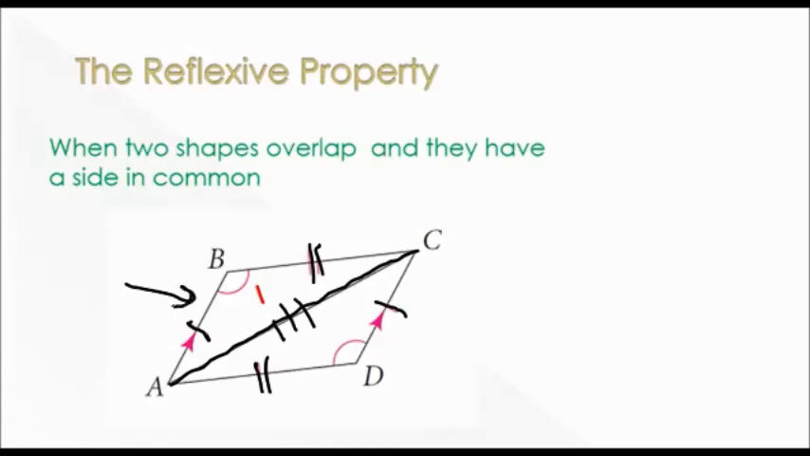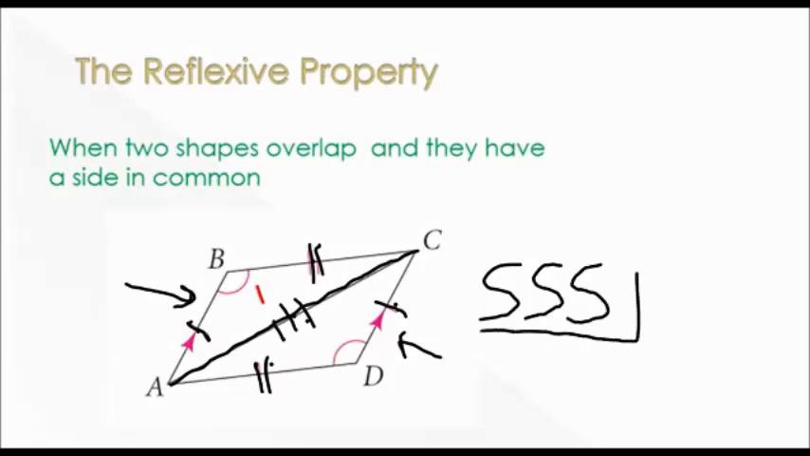Look at what's labeled in the top triangle. One side, two sides, three sides. What about the bottom triangle? One side, two sides, three sides. All three of them are labeled, and so this falls into the category of side, side, side. And I now can definitively say that these are congruent triangles.